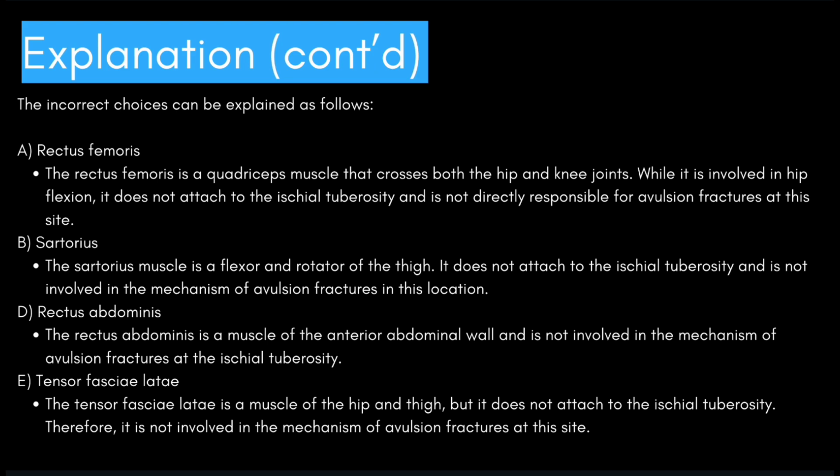Rectus femoris. The rectus femoris is a quadriceps muscle that crosses both the hip and knee joints. While it is involved in hip flexion, it does not attach to the ischial tuberosity. It is not directly responsible for avulsion fractures at this site.